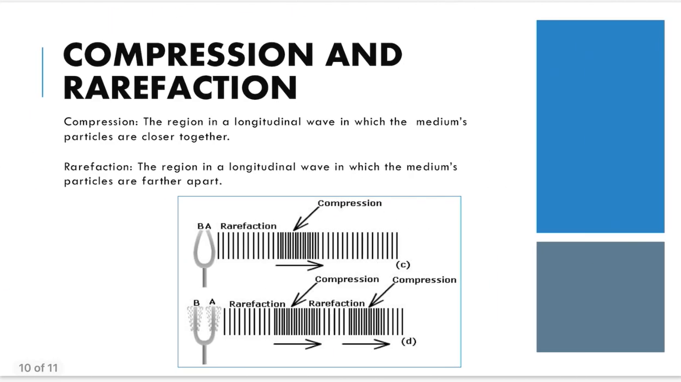Okay. Here we have some official definitions of compression and rarefaction. So compression, the region in a longitudinal wave in which the medium's particles are closer together. And rarefaction is the region where it is further apart. So in this case, we have a tuning fork, and if we hit the tuning fork, then we're going to have sound that is going to move in a wave, and that means that we're going to have places where the particles are closer together and places where the particles are further apart.